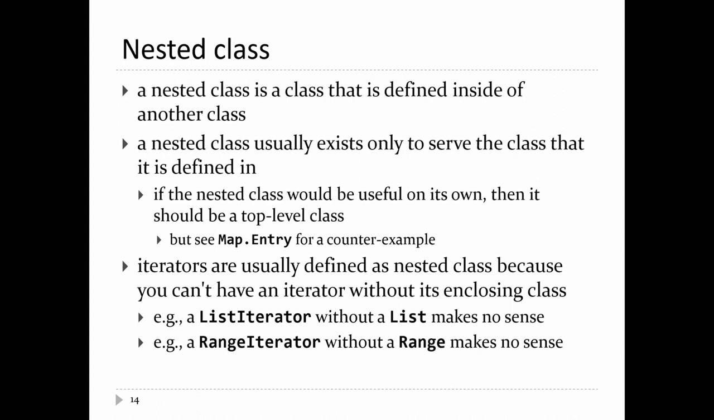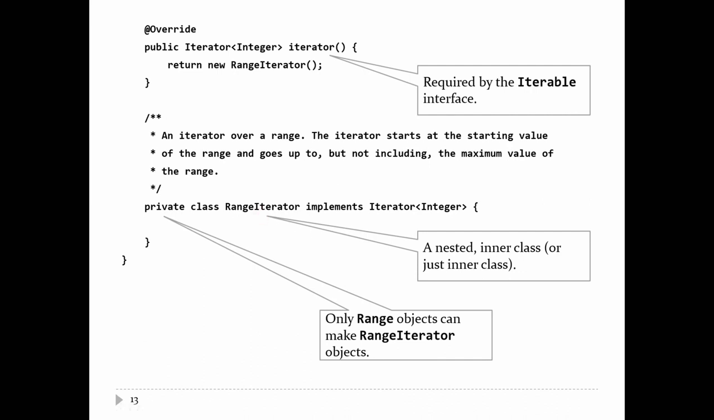Now normally, if your nested class would be useful on its own, then you should just make it a normal top level class. For example, if it would actually be useful to have a range iterator object without a range, you would make a range iterator class outside of range. But it's not. The only purpose of a range iterator is to iterate over a range. So you need a range object for a range iterator object to work.